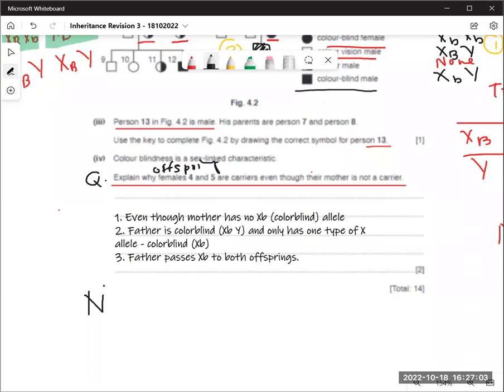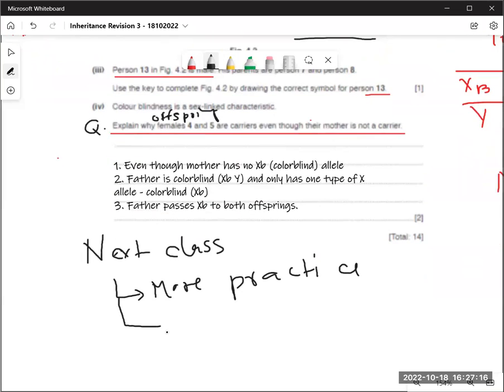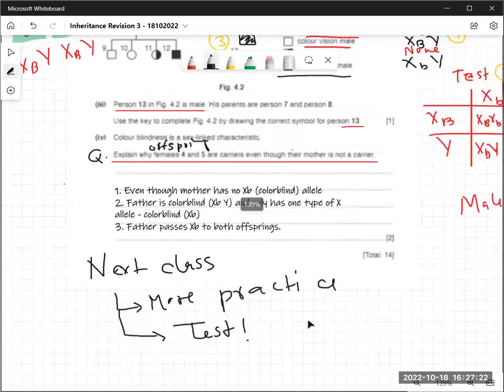In the next class, we're going to look at more practice, and you have a test as well. This is going to be a very short test, not so long, but we'll do a test in the next class. Sorry, tomorrow in school we are having a bio test.